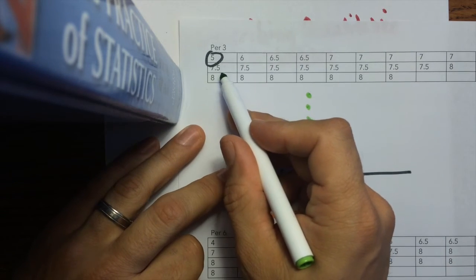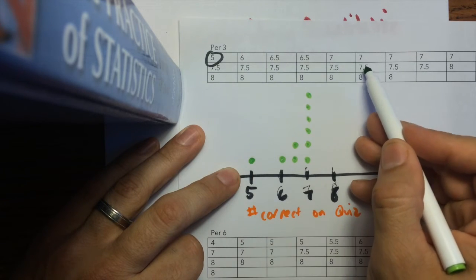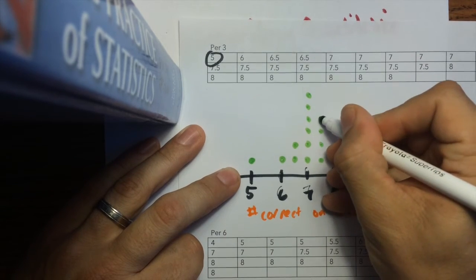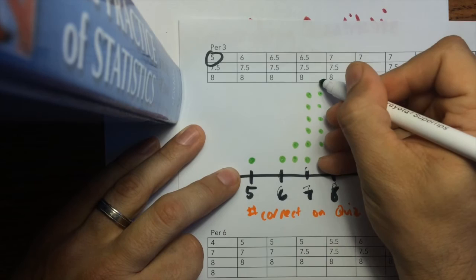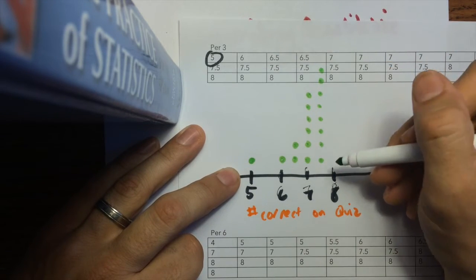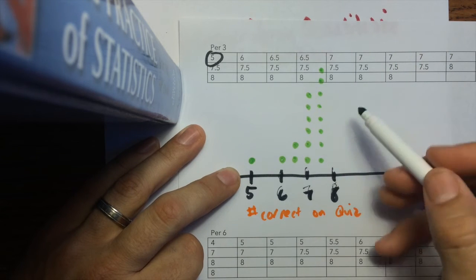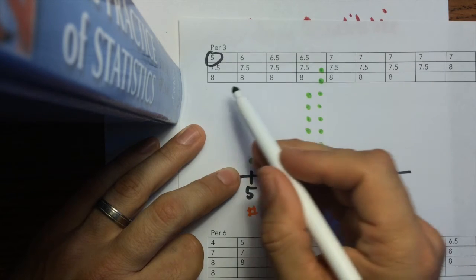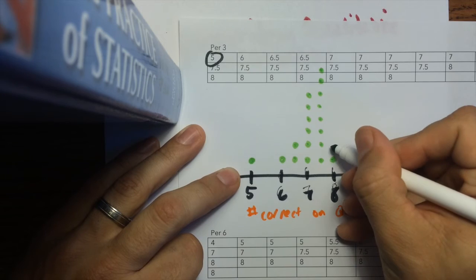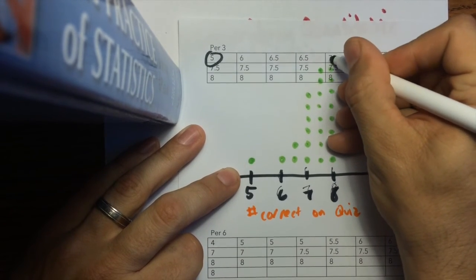Now a 7.5, so I got 1, 2, 3, 4. Well, let me count again. 1, 2, 3, 4, 5, 6, 7, 8 of them. So I'm going to go 1, 2, 3, 4, 5, 6, 7, 8. Wow, should have planned better. This is going to happen sometimes when you're doing stuff in your notebook. I'm so sorry, but at least you've seen me do it too. And then 8. Oh my gosh. 9 8s. 1, 2, 3, 4, 5, 6, 7, 8, 9.